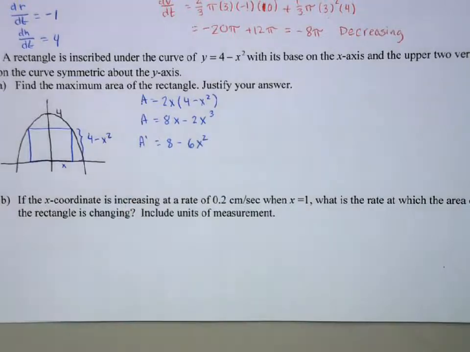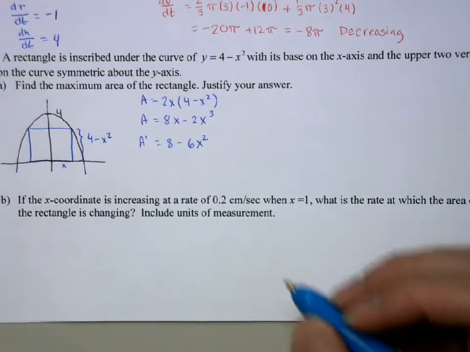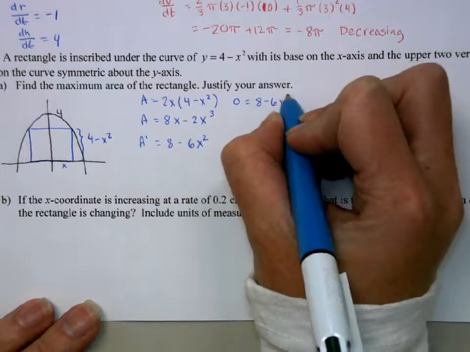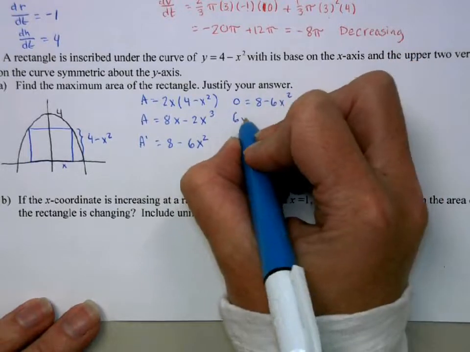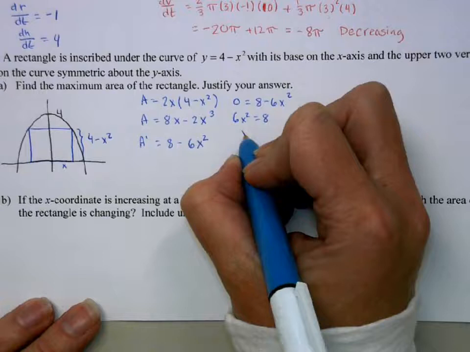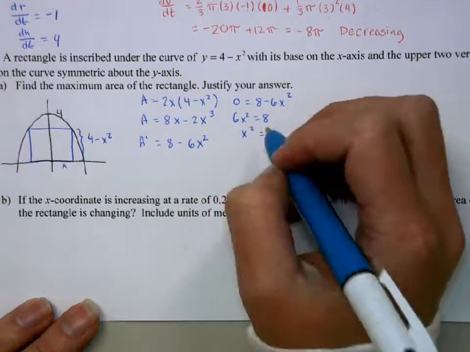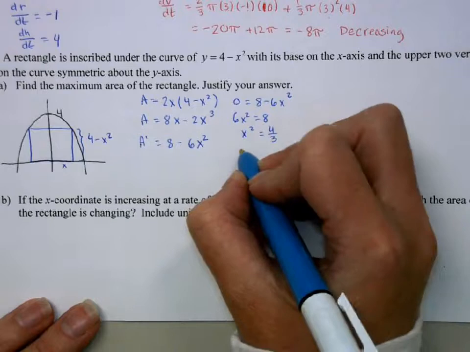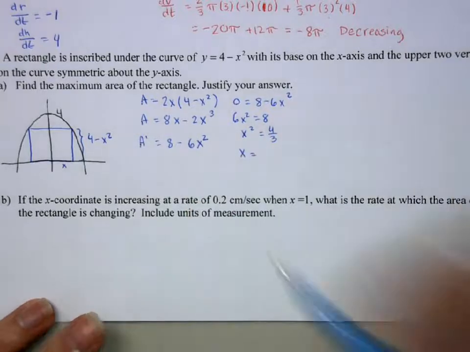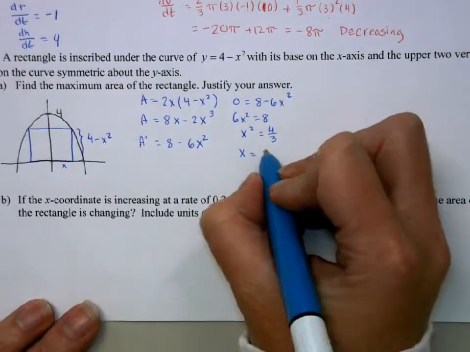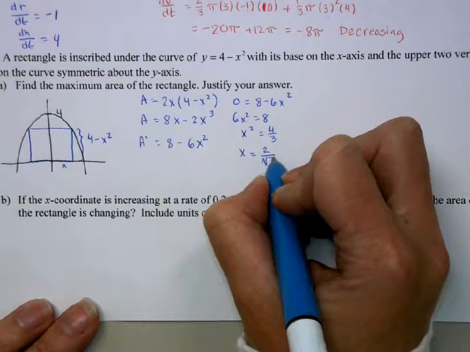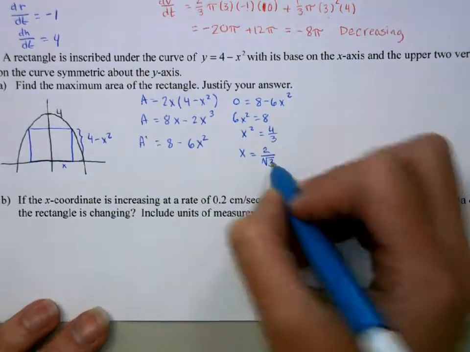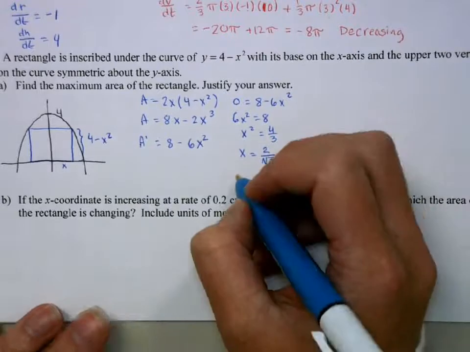Okay, and we're going to set this equal to 0. So 0 equals 8 minus 6x squared. So 6x squared equals 8. So x squared equals 8 divided by 6, which should be 4/3. So x is going to be plus or minus, but we'll just choose the positive, 2 over the square root of 3. Okay, so that's our x value for the location of the maximum.